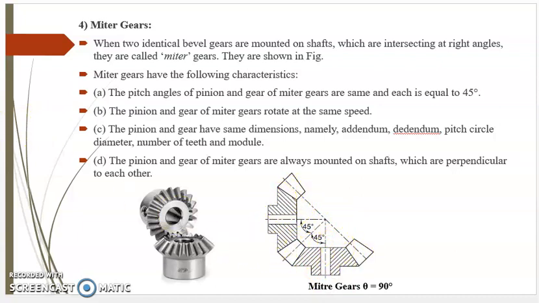Miter gears have the following characteristics. The pitch angles of pinion and gear of miter gears are same and each is equal to 45 degree. The pinion and gear of miter gears rotate at the same speed. The pinion and gear have same dimensions, namely addendum, dedendum, pitch circle diameter, number of teeth and model. The pinion and gear of miter gears are always mounted on shafts which are perpendicular to each other.